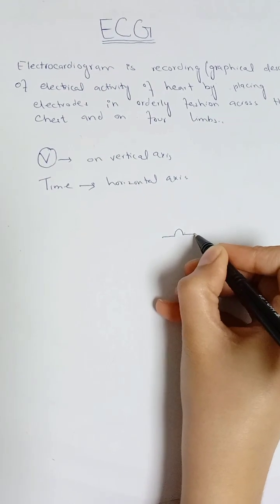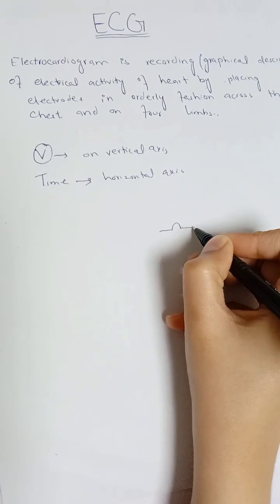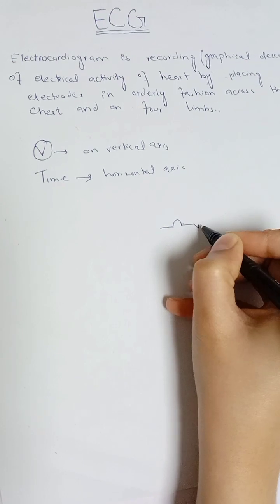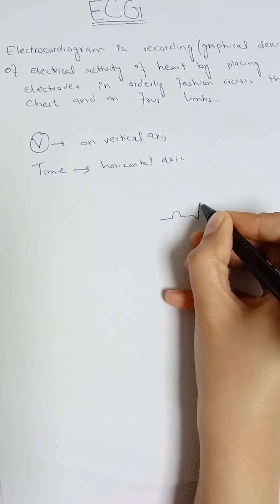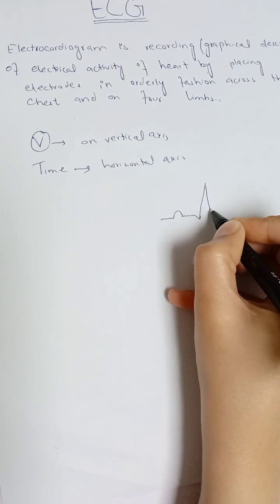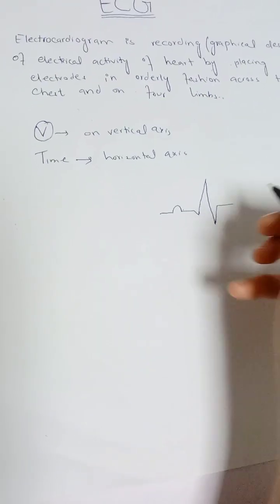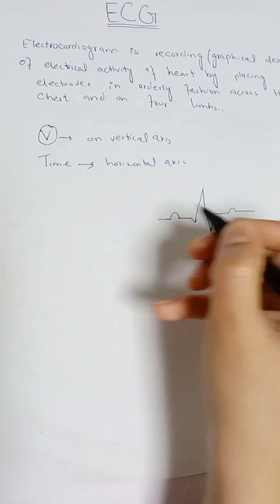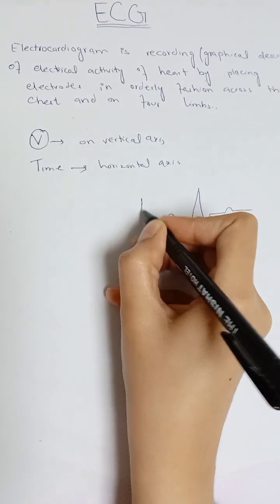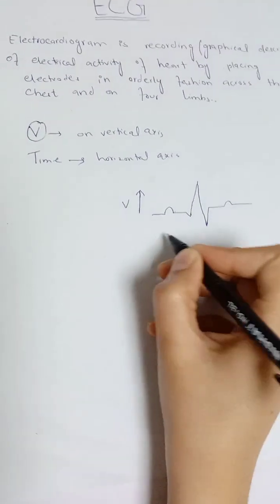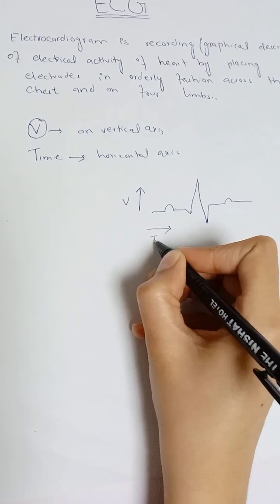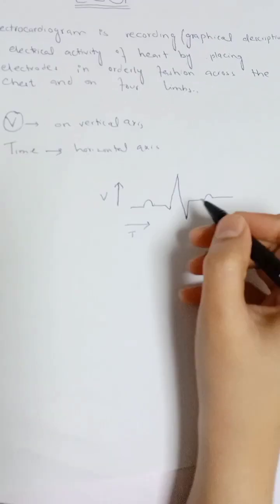This is positive deflection P wave and negative deflection is a Q wave, and then again positive deflection R wave and negative deflection is S wave, and then there is a T wave. In this diagram, voltage is on vertical axis and time is on horizontal axis.